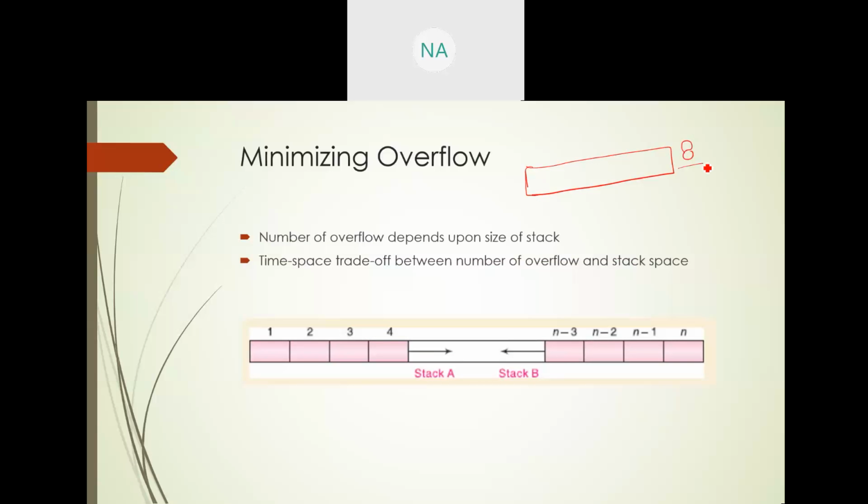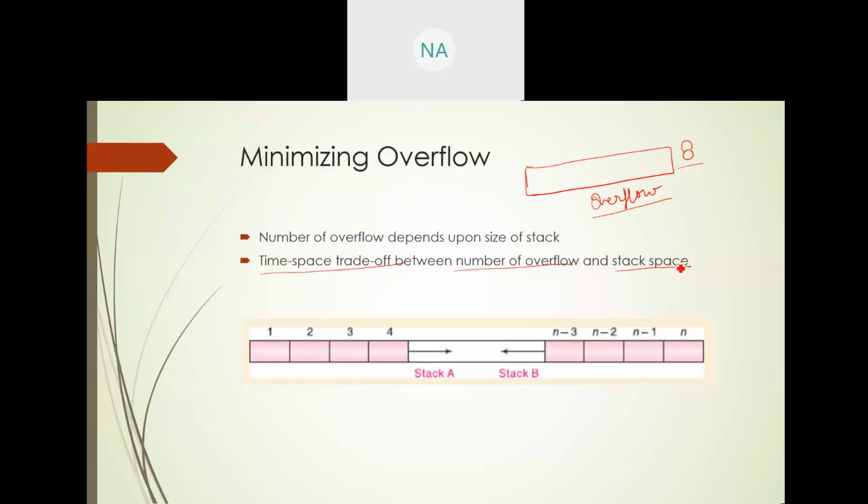Okay, so if the memory allocated to the stack is small, and you keep inserting new elements into the stack, you will soon reach the overflow condition. Since during the execution of the program elements will be removed, then inserted again, then some elements will be removed, then some new elements will be inserted, during the entire course of execution you can reach the overflow condition several times. So there is a time-space trade-off between the number of overflow conditions and the stack space.